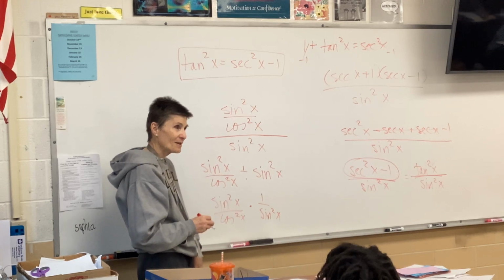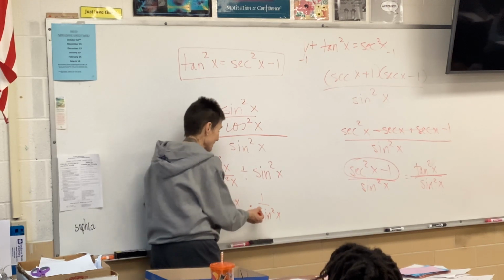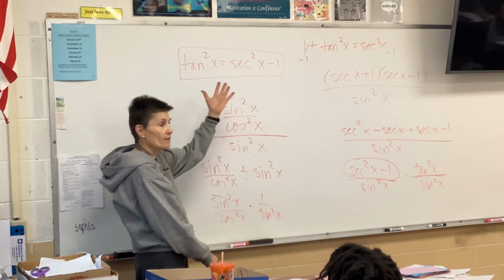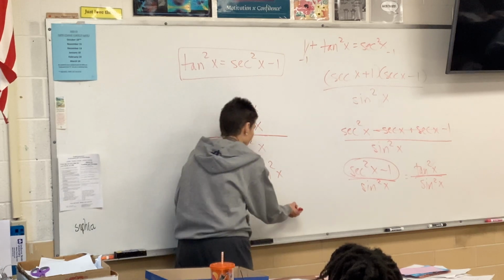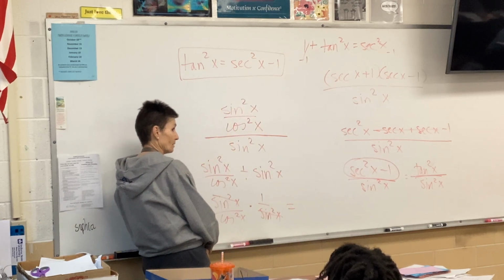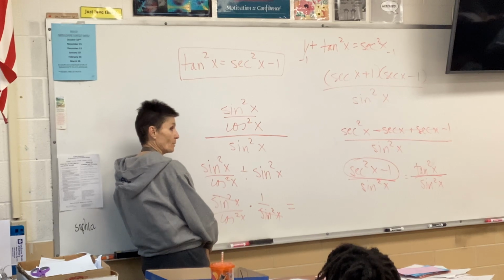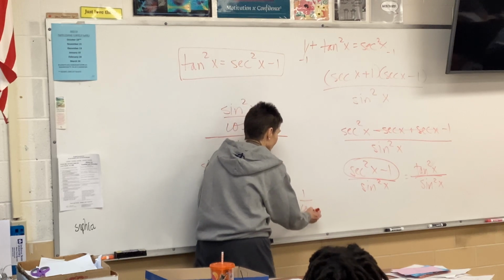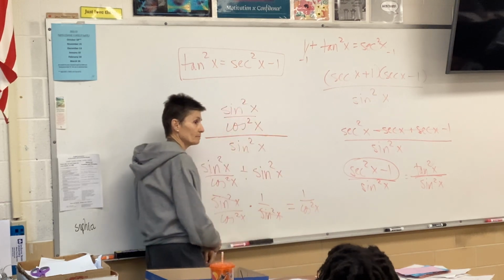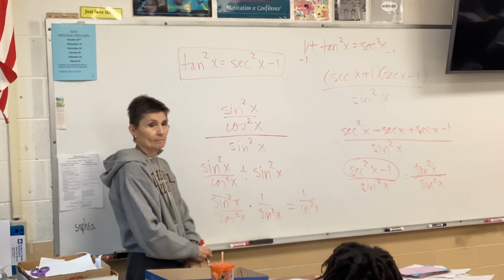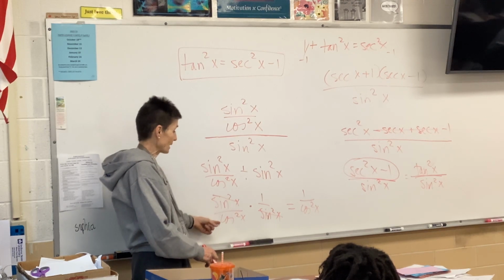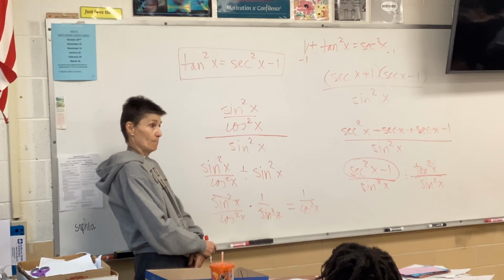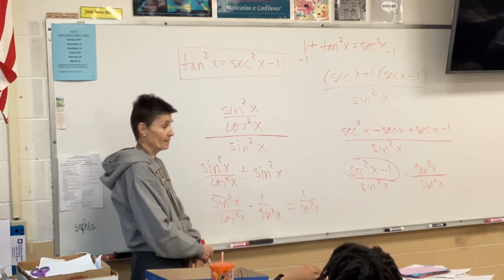And what's happy about that? Well, these cancel. So after all this, what am I finally left with? Be careful, where's the cosine squared? On the bottom. Is it 1 over cosine squared? That's in the bottom. So 1 over cosine squared is what's left. Full credit right there, perfectly done.